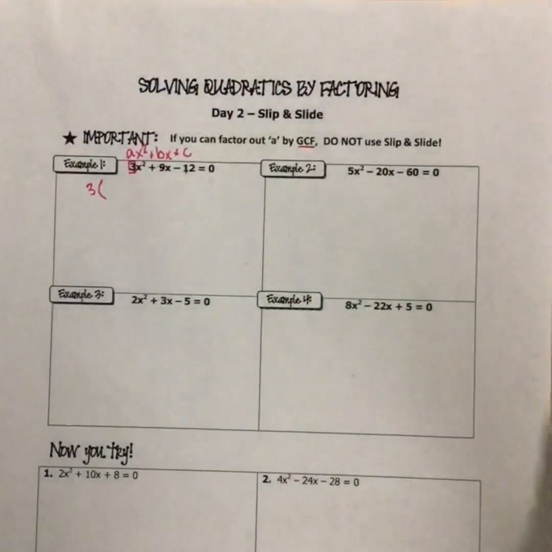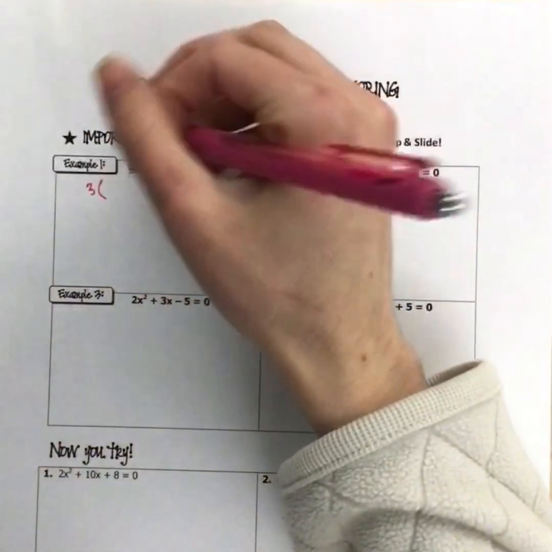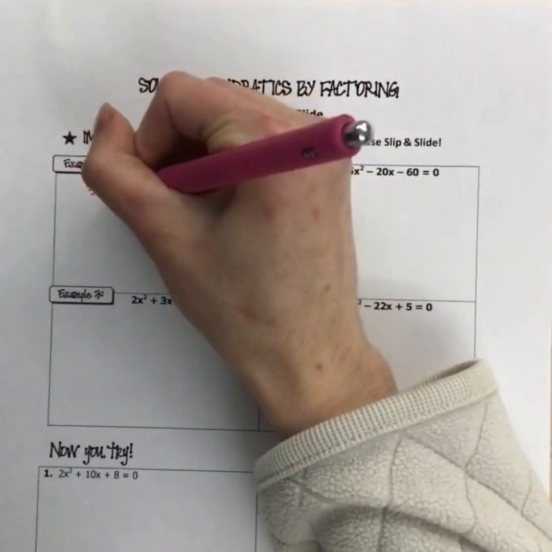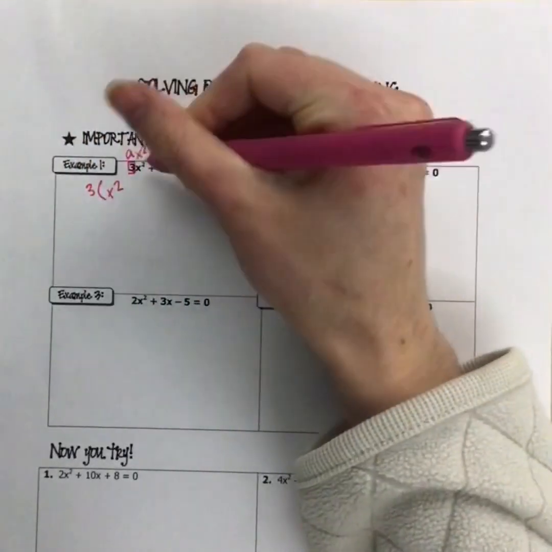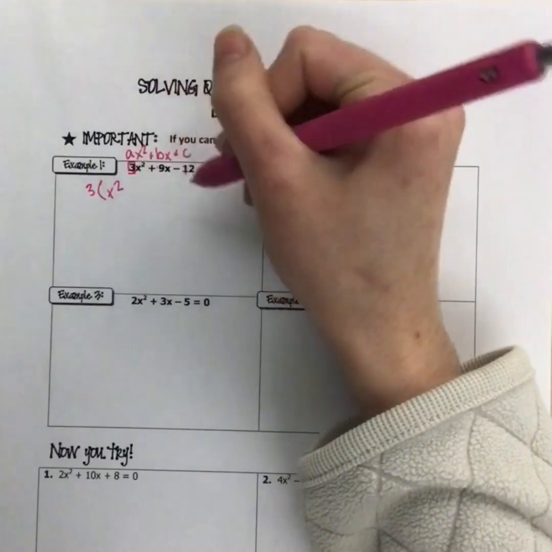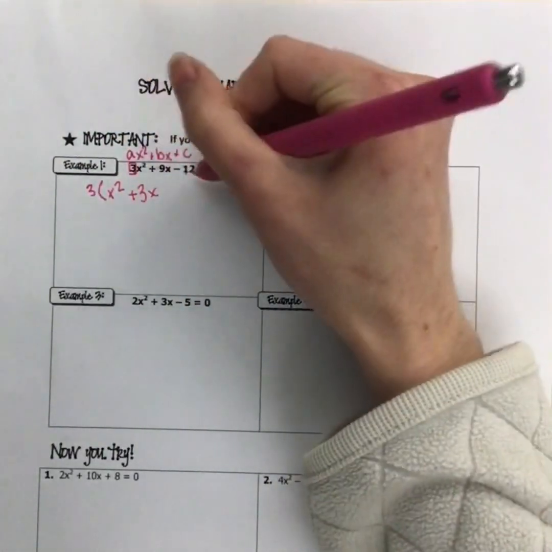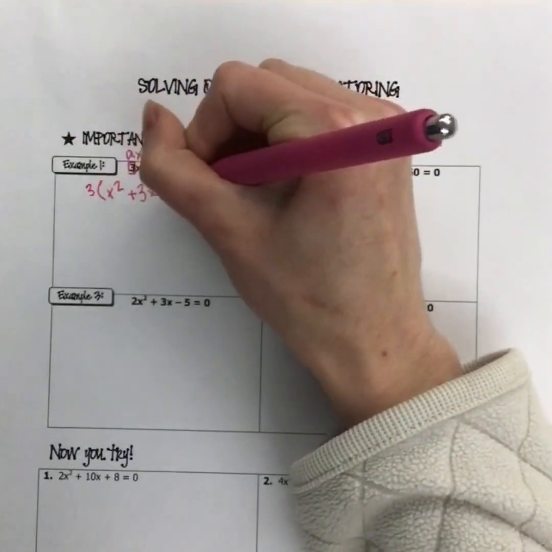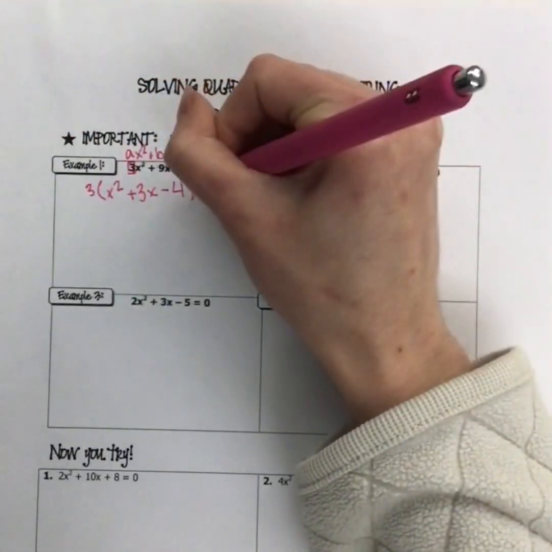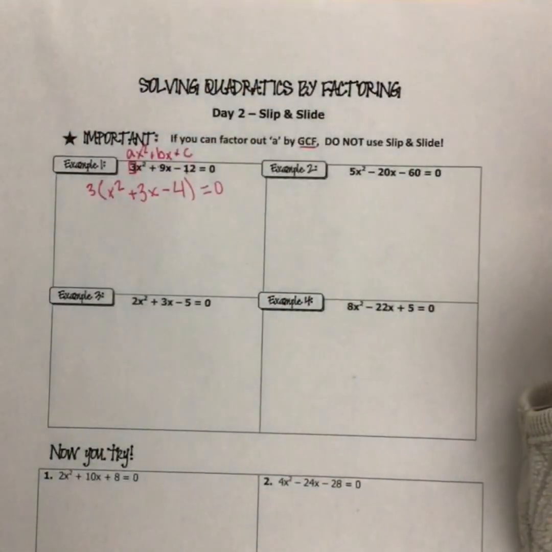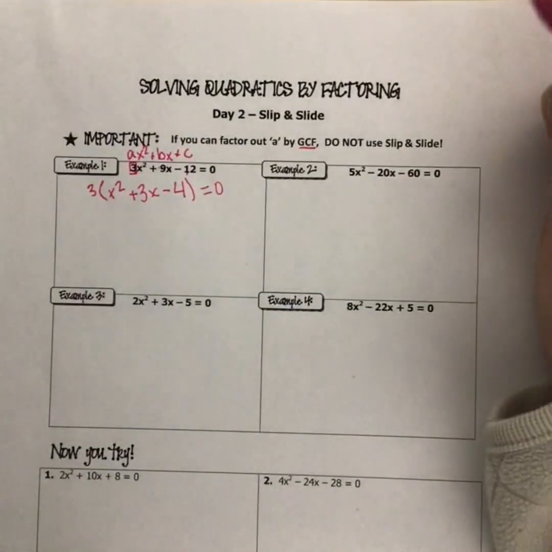Now it's still there. I'm not getting rid of the 3. It's still there. So I'll have 3x squared when I divide that by 3. 9x divided by 3 would give me 3x. And negative 12 divided by 3 would give me a negative 4. And that equals 0 if we're trying to find those solutions.